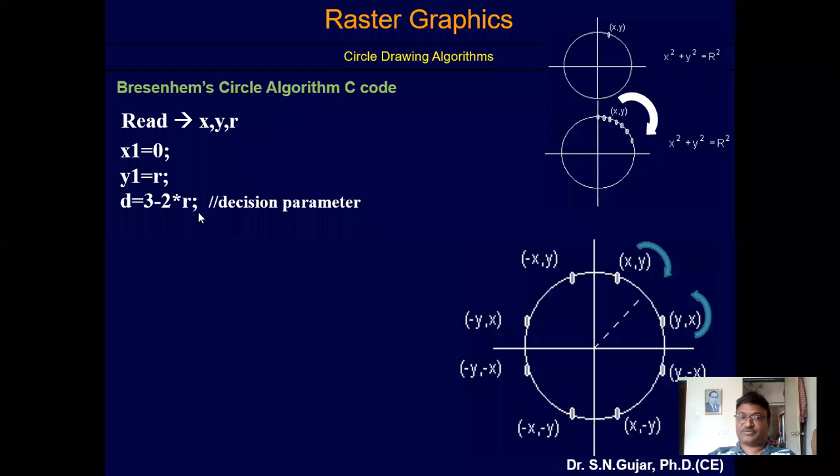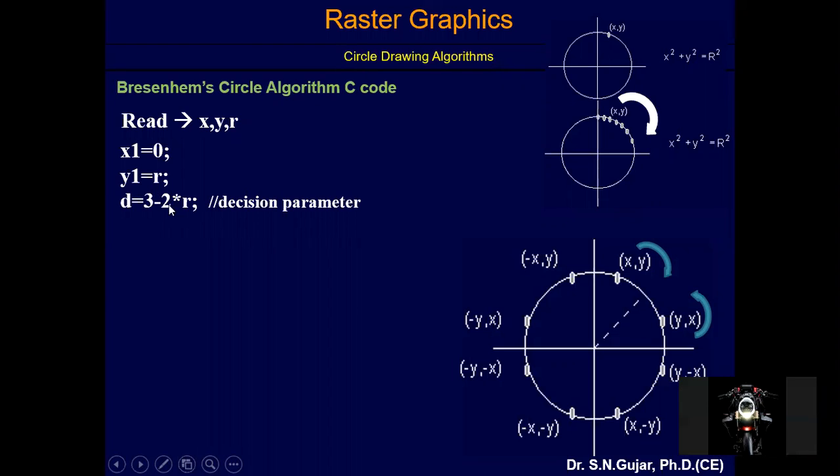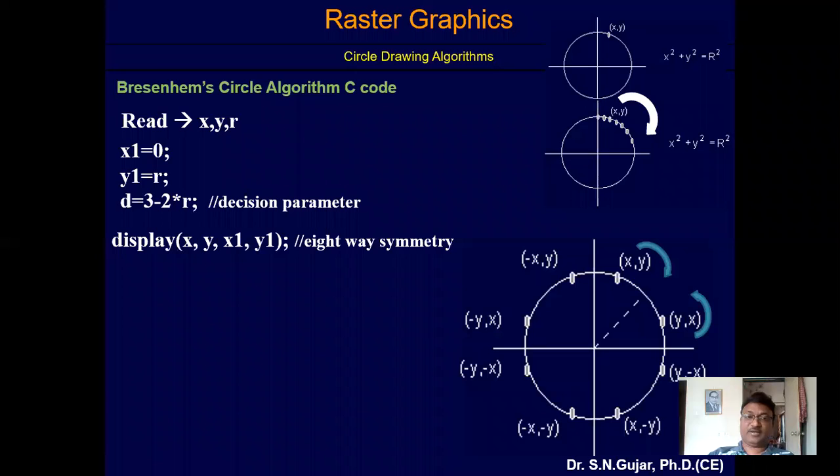Now what is my first decision parameter? D is equal to 3 minus 2r. So I have written D is equal to 3 minus 2 star r. This is my first decision parameter. Now I use the display function. In the display function I have to pass x, y, x1, y1. This is my xy center of the circle, and x1, y1 is my new value that I have initialized to 0 and r that I have to pass.